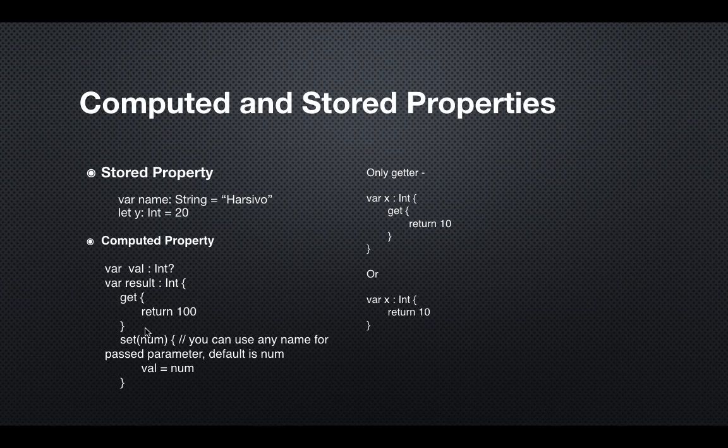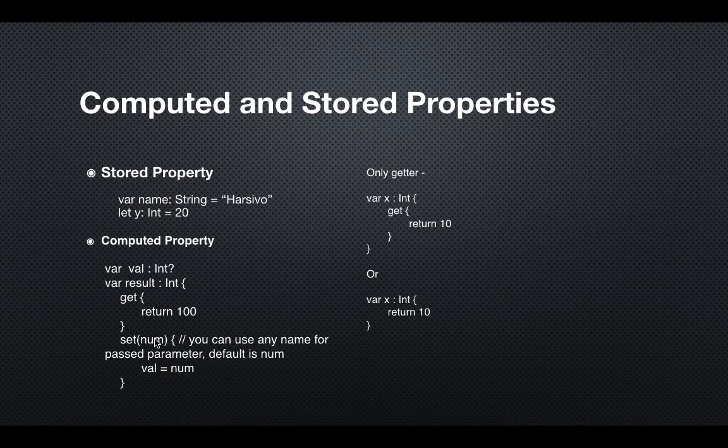So there are different ways of doing it. You can create getter and setter. So let's say we have this value variable, it's a stored property, and then we have this var result. So result will be calculated using this value. So you can just return 100 for get, or you can set this number which you will be passing. So you can use any name for the passed parameter.